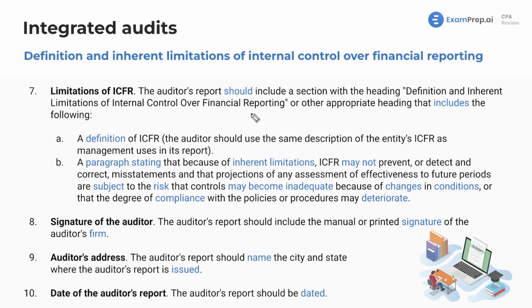We are going to include this section that says definition and inherent limitations of ICFR. We are going to include a definition of this. We are going to include a paragraph stating that because of inherent limitations, this control environment may not prevent, detect, or correct misstatements and projections because there may be issues, right? Again, we're just covering our butts and making sure that we are not 100% responsible for everything. We did our absolute best. Hopefully our best was enough, and that's all we can do. We're going to include our signature, the address, and date, other demographic information.